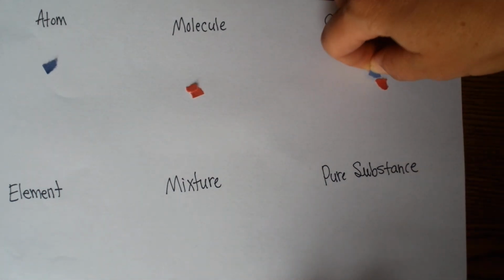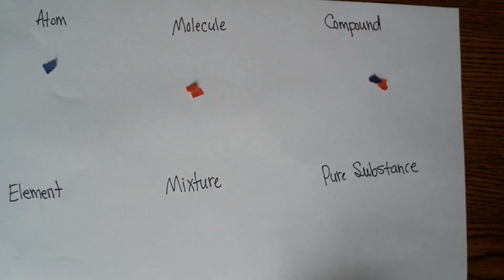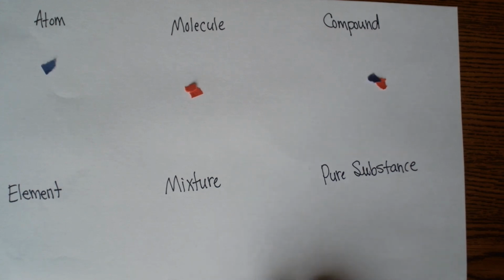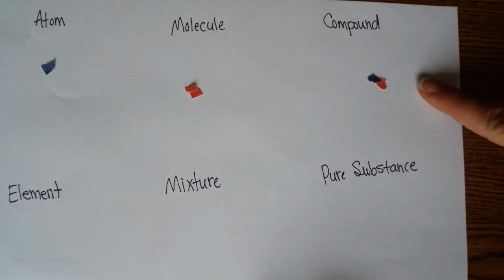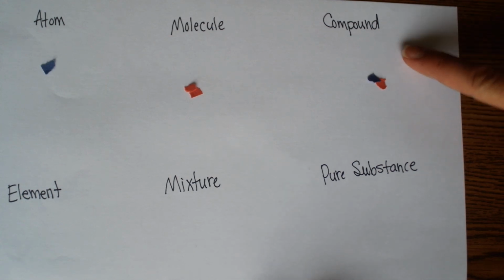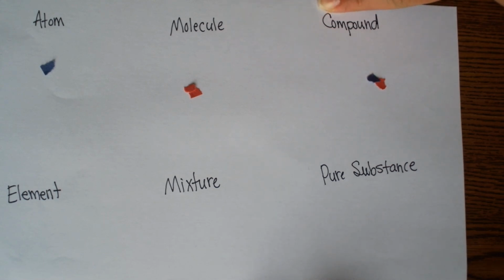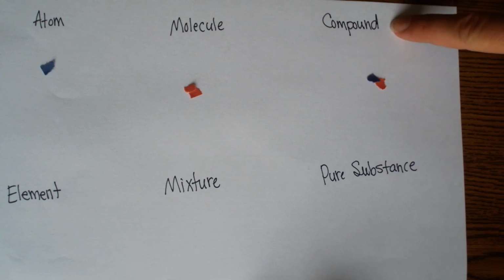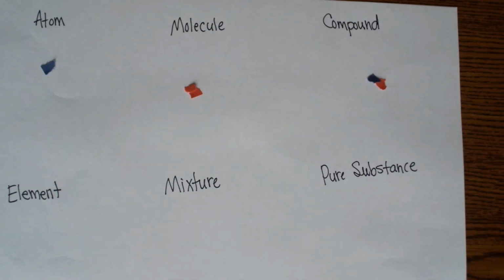So here's a good question for you. Is a compound also a molecule? Well, if a molecule is any two put together, and a compound is two or more different put together, then a compound is a molecule, but a molecule is not necessarily a compound, because we want to differentiate. We want to say that a compound is different atoms.